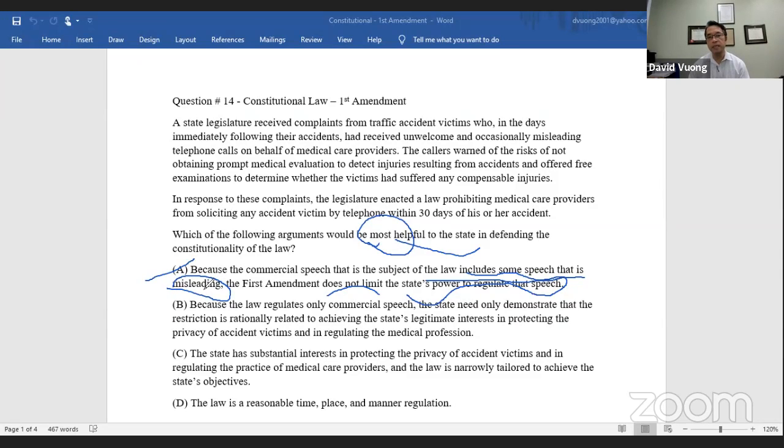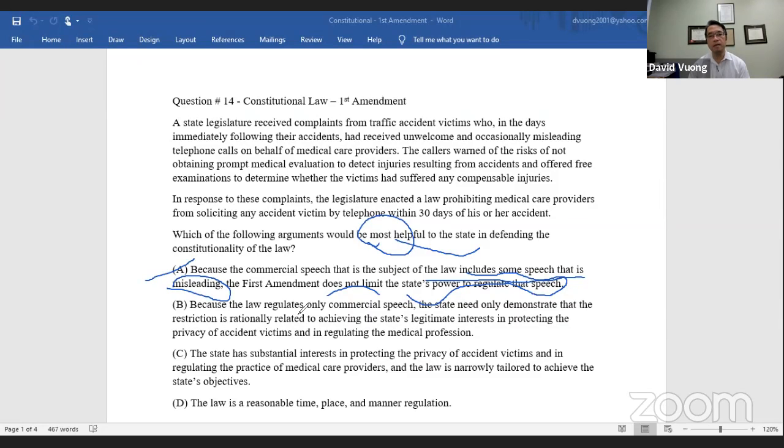They gave you the big hint, but you guys have not mastered the law yet, because this is the first question, misleading and not limit. Okay, everything is limited. Everything is reasonable. But you don't want somebody with no limit. They can do whatever they want. That would be too much.